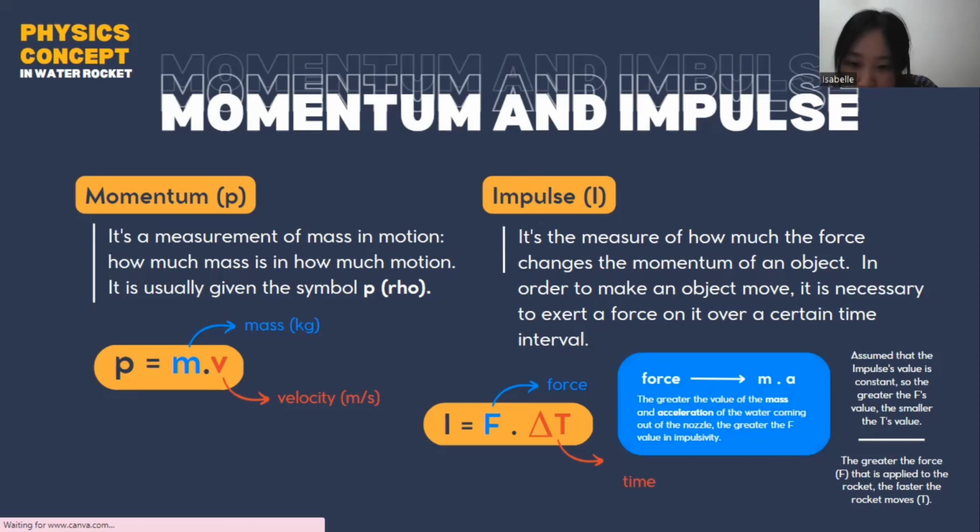The greater the mass and acceleration of the water coming out of the nozzle, the greater the F value in the impulse. Assume that the impulse value is constant. So the greater the F value, the smaller the t value. The greater the force F that is applied to the rocket, the faster the rocket moves.